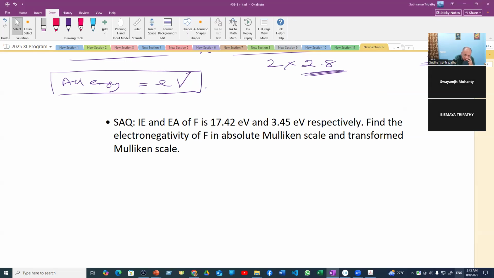It takes a lot of energy to remove an electron, but for an electronegative element which loves to take in electrons, it releases energy, and yes, it releases 3.45 electron volt energy per atom.